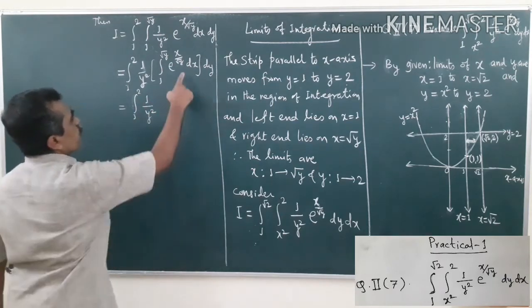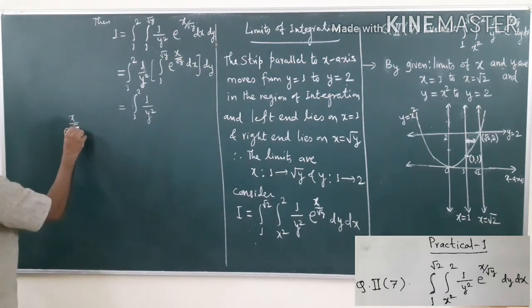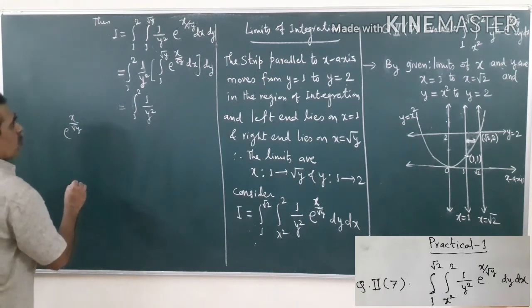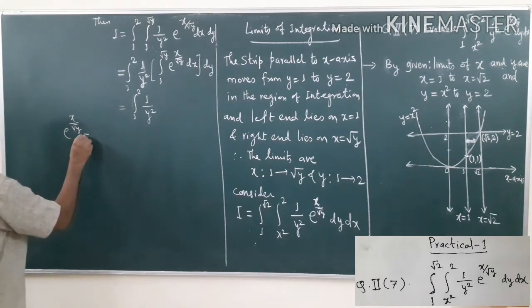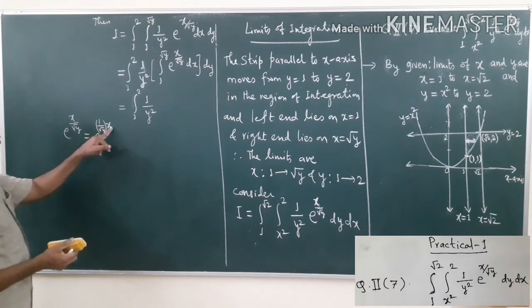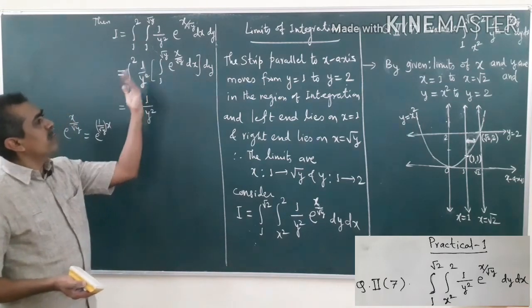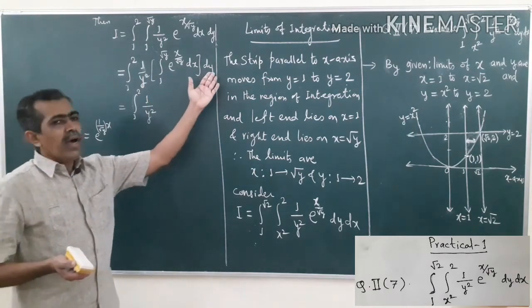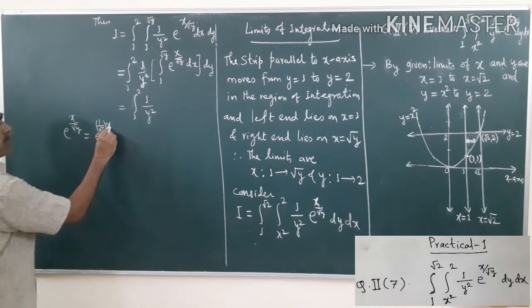Now, integral with respect to x, and this is e raised to x upon root y. So, we want to integrate with respect to x. With respect to x, y is constant, so I may write e raised to some constant into x. While integrating with respect to x, we treat y as constant, and with respect to y, we treat x as constant. Therefore, my function e raised to x upon root y can be written as e raised to 1 upon root y times x.